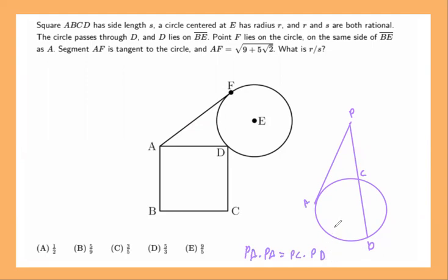So that is going to be our first equation, right? We got PA times PA equals this product, and this is called power of a point. So why is this important? Because I can actually use this as well.